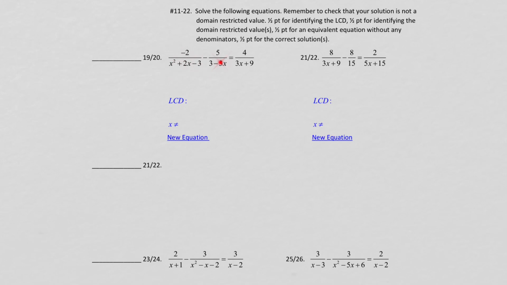Okay, I'm going to factor this, this, and this. So this becomes (x plus 3)(x minus 1).